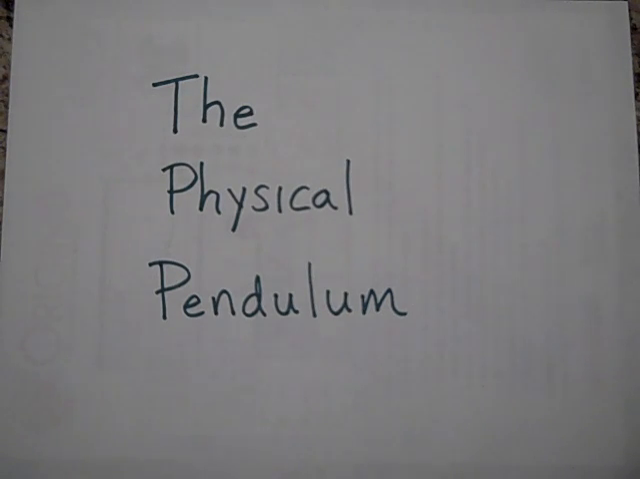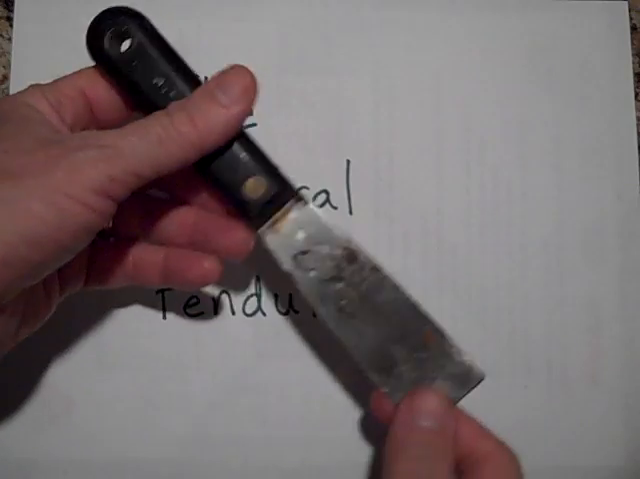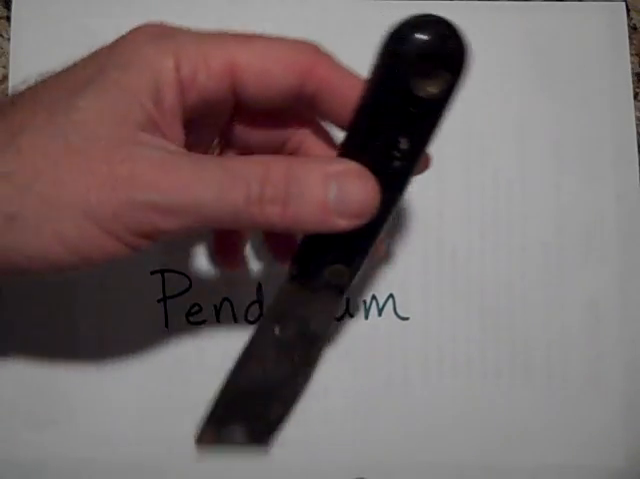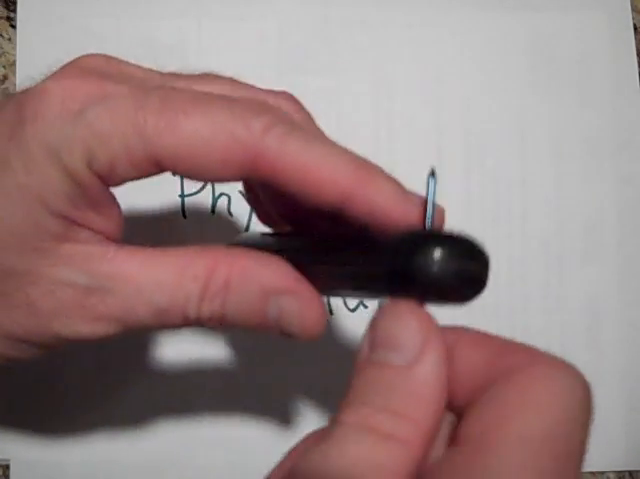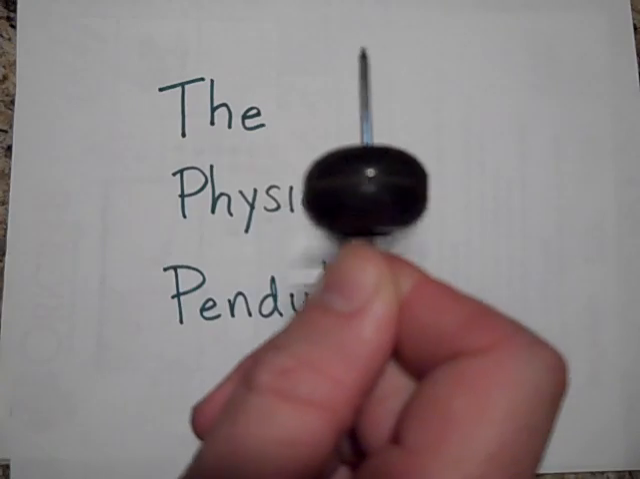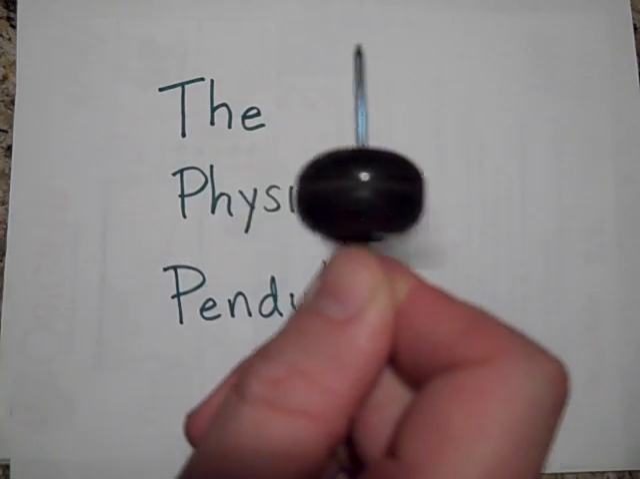Okay, I'd like to tell you about the physical pendulum. Let me show you an example of a physical pendulum first. This is a scraper for scraping paint, and you see it's got a little hole there. And if I put a nail through that hole and just pull back, see how it goes back and forth? It has a period that it will oscillate at.